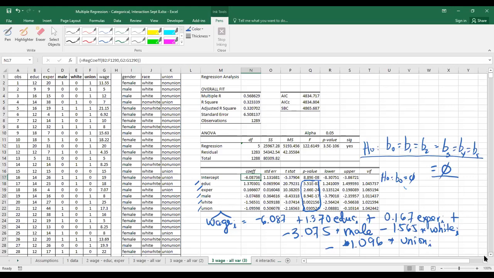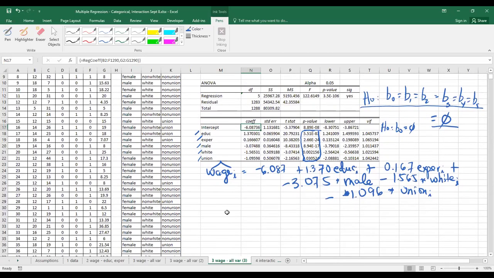Okay, yung negative 6.08 na yan, that's the hourly wage of a female, of a male, white, and union member without... ano ba ginawa natin? Sorry.